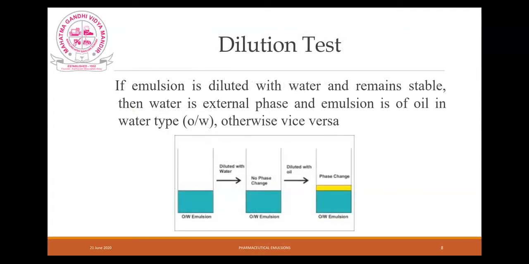One by one we will see. Dilution test. If the emulsion is diluted with the external phase, that is water, and it remains stable, then water is the external phase and the emulsion is O/W type, that is oil in water type of emulsion. If the emulsion is diluted with water or oil and the phases are separated, then we can say the type of emulsion is the different one.